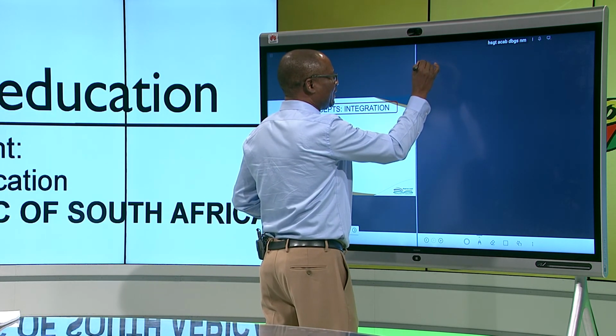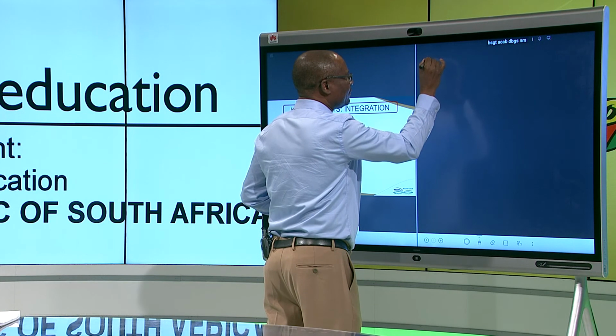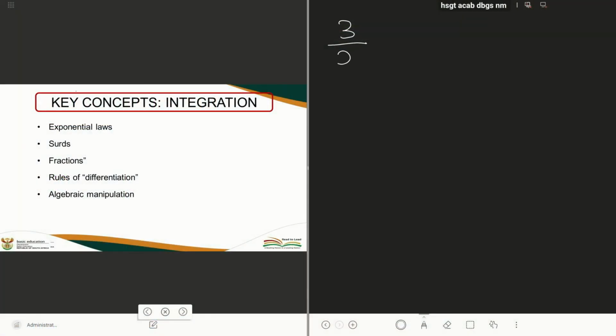Say, for example, you are given 3 divided by x. Then, can you determine the integral? Yes, you can, but this must firstly be changed into its simplified form. By splitting the fractions, you can split this as 3 divided by 1 multiplied by 1 over x, which equals 3 times 1 over x.